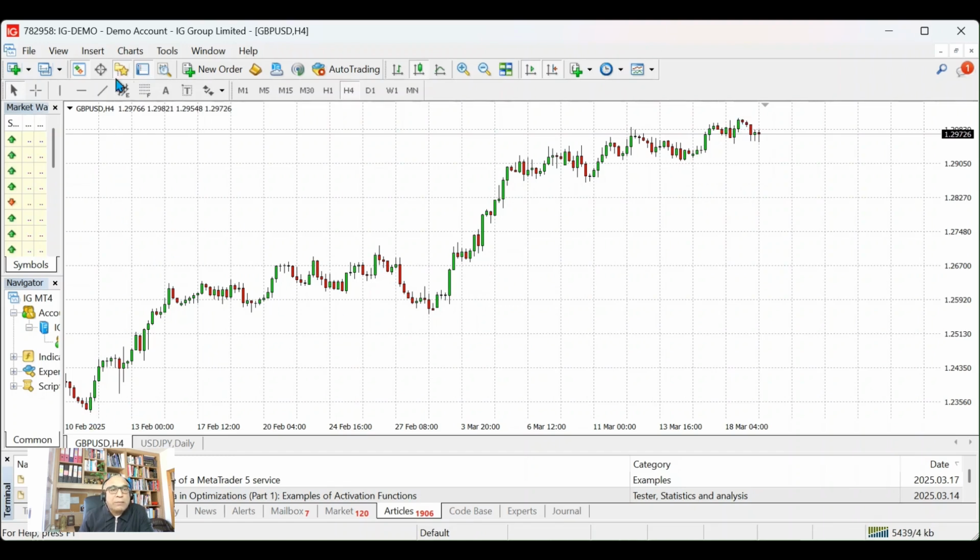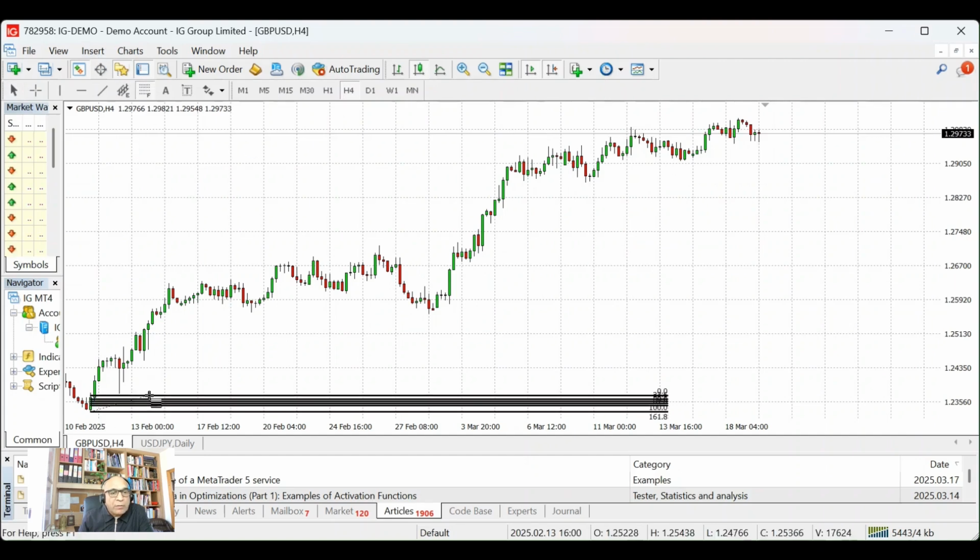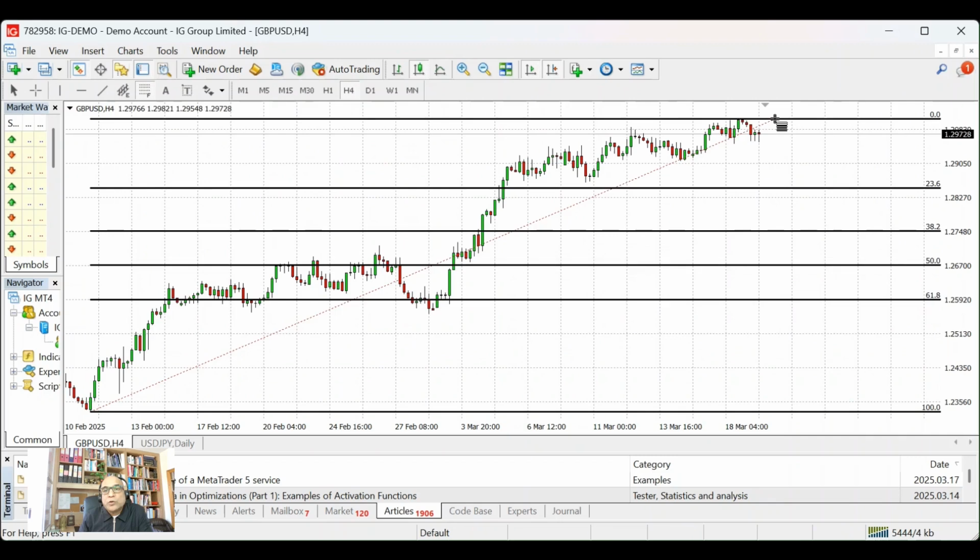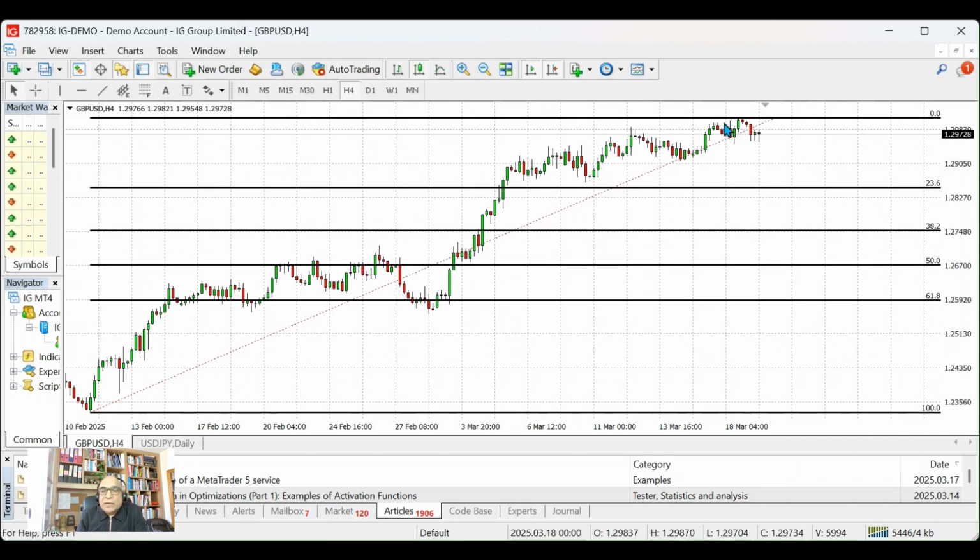Okay, so let me insert the tool Fibonacci retracement. I join the bottom of this move to the top of this move here. And what you see is that the 0% is at the top, 23.6% is here, 38.2% this line, 50%, 61.8%, and then bottom is 100%, which is the start of the move.